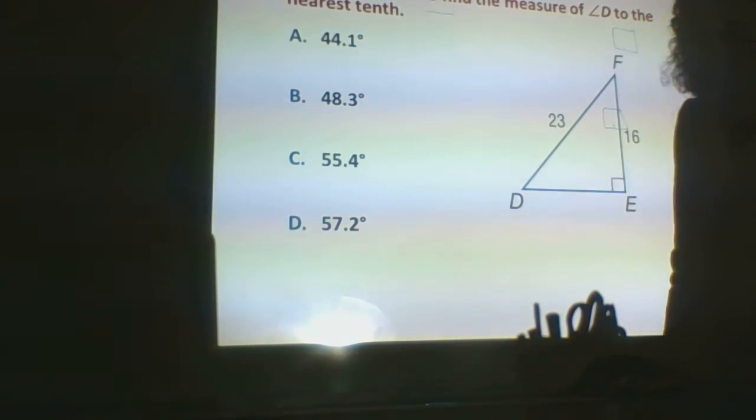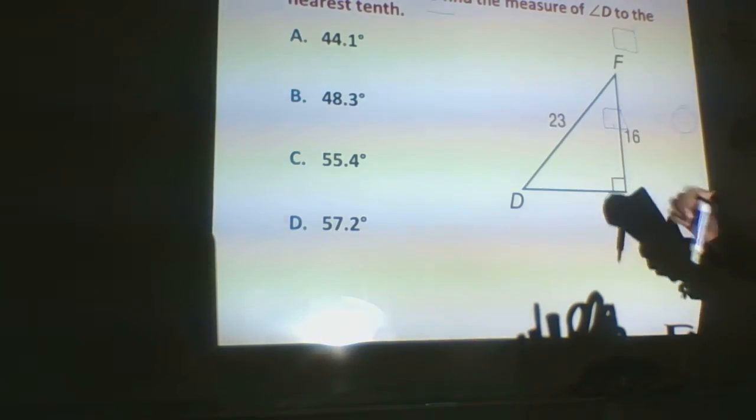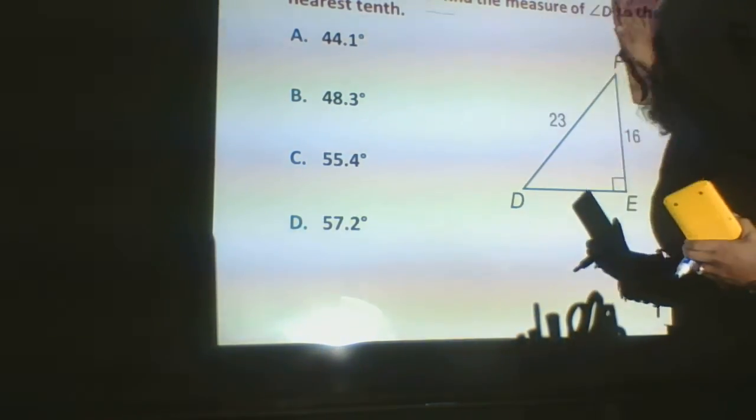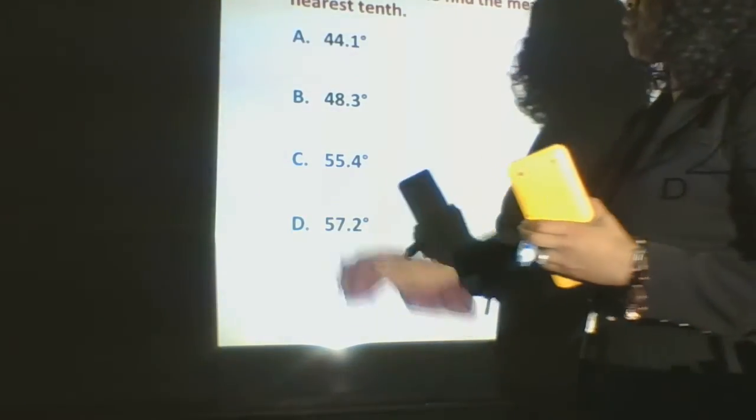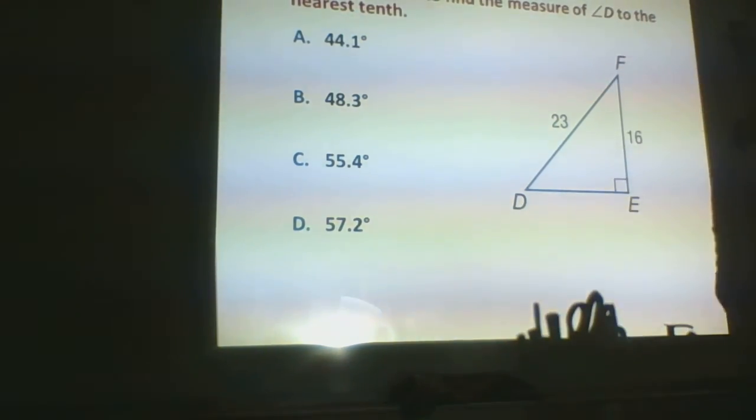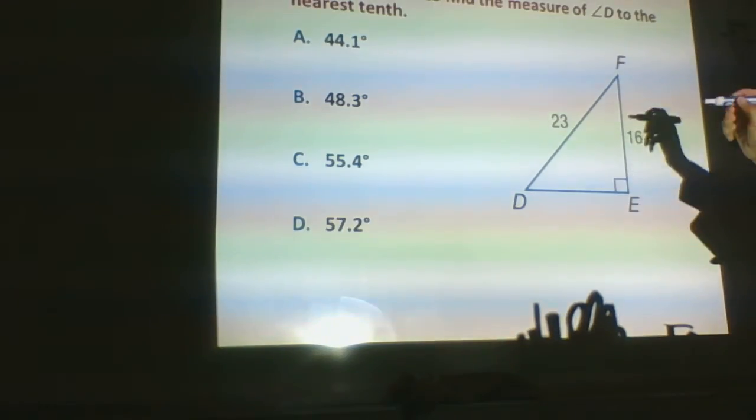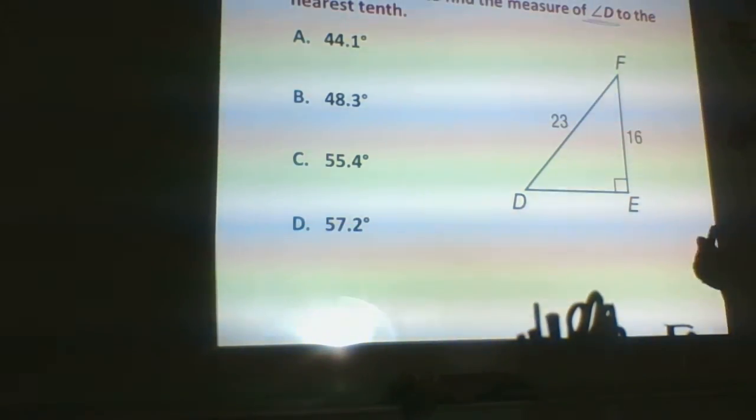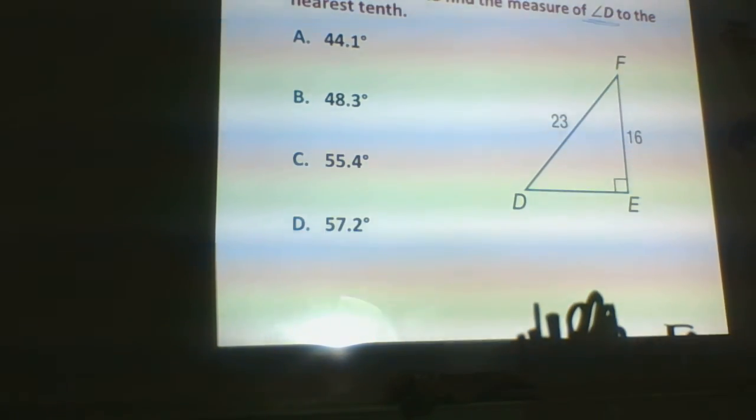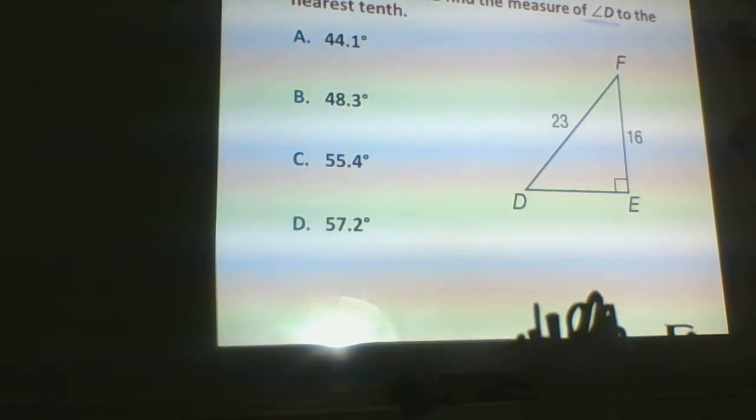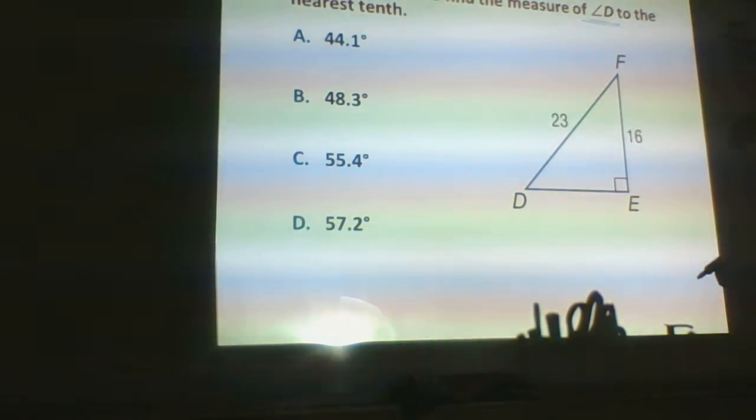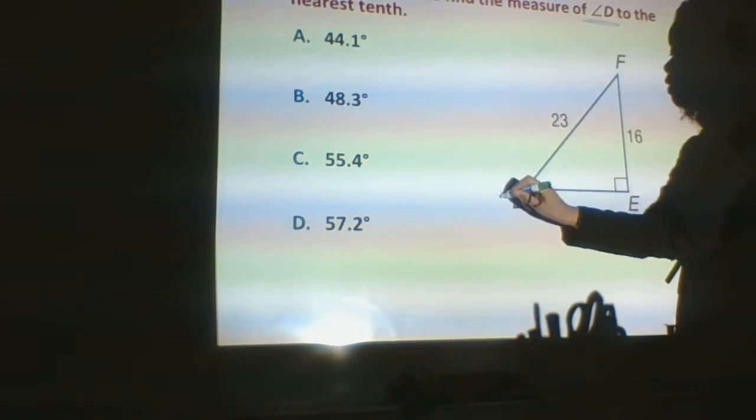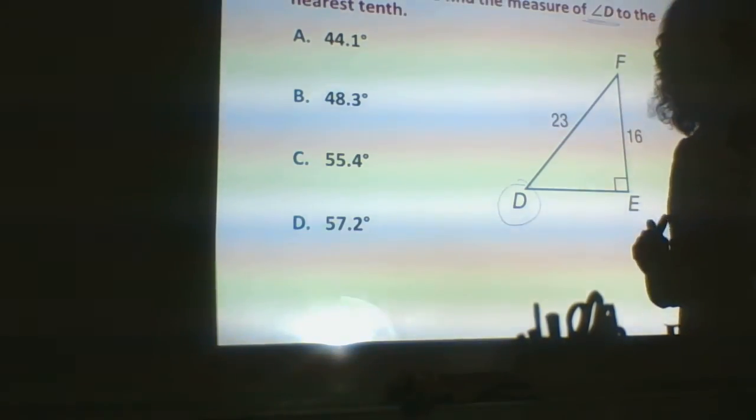Okay, so on your own, go ahead and do this one. Or together. How about you help me do this one? Work this one out. Angle D. Tell me, what am I going to use? Sine. I have a person say sine. How many people agree with her? In terms of angle D, what do I have?